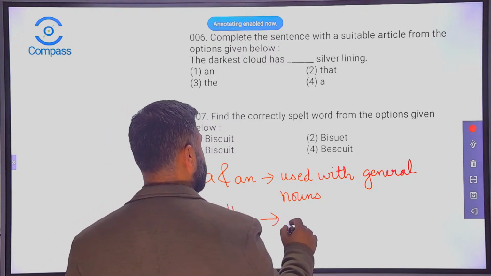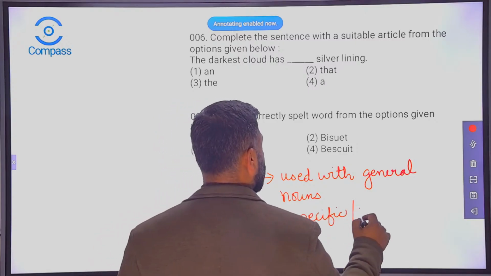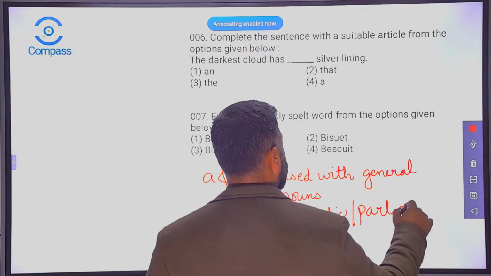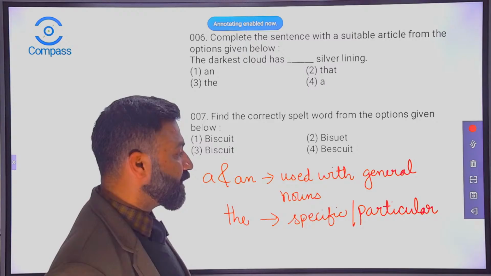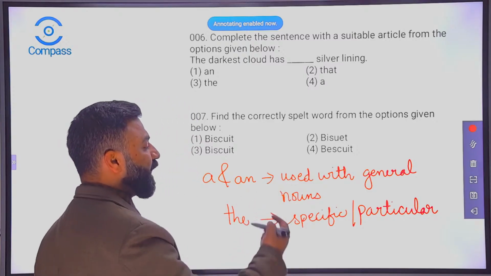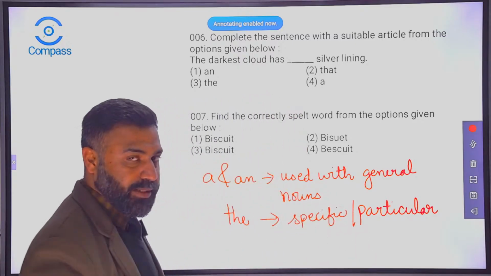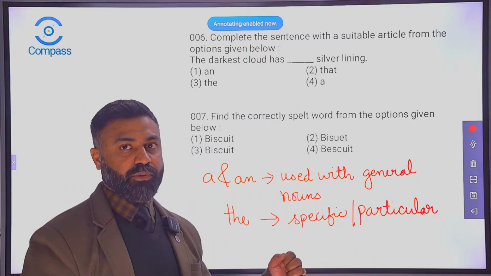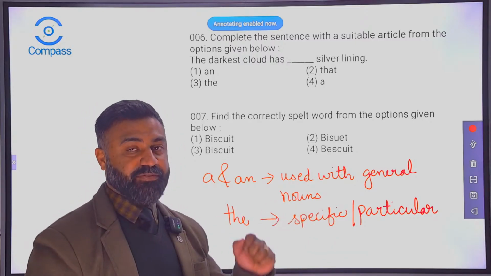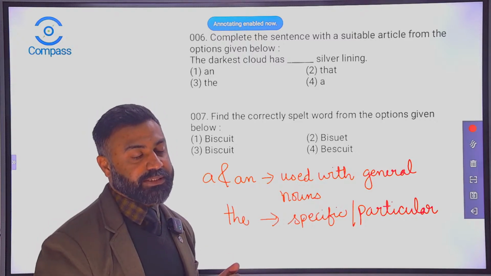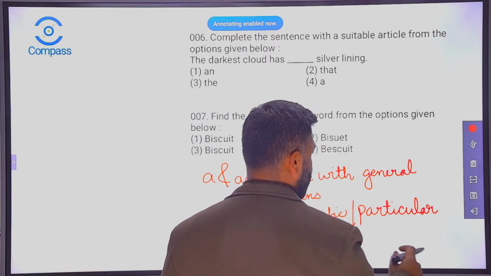Article "the" is used for specific, particular things. You can just jot down these notes as well. "A" is used with general nouns. Now, simply, what does it mean? "A" and "an" refer to something in general, common. "The" is specific, pointing out, highlighting something in the sentence. So that's the minute difference between "a" and "the".